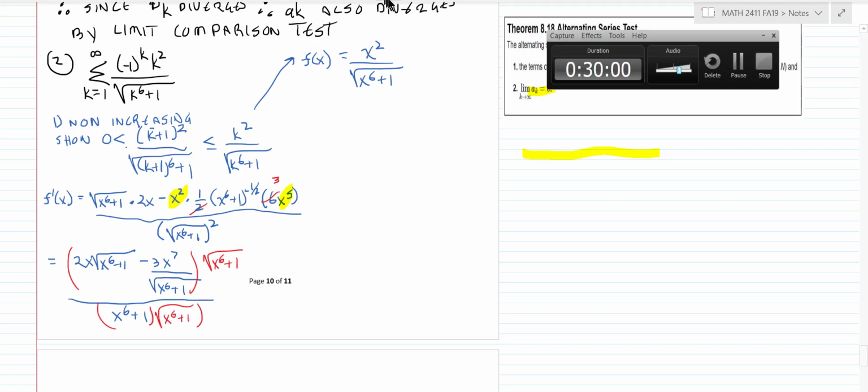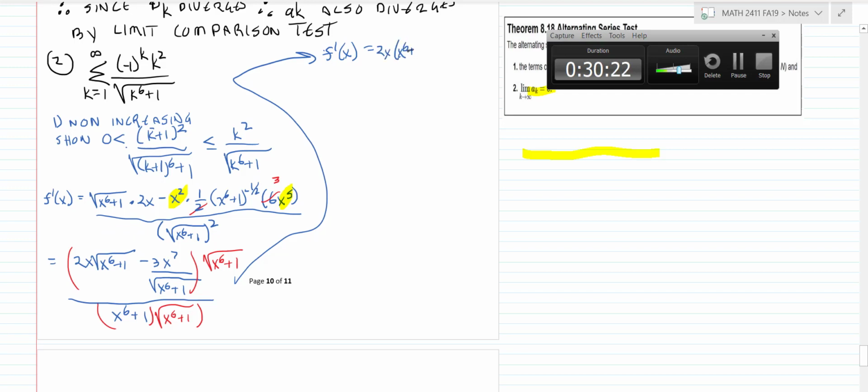Now I'm going to move this up here and finish this up. What we're going to have is f prime of x equal to, using the distributive property, and you can do all this in your head, if I square those two radicals, you end up with 2x times x to the 6 plus 1. The radical goes away, and here it cancels, so you'll have minus 3x to the 7th. And then the bottom, let's just leave that alone.